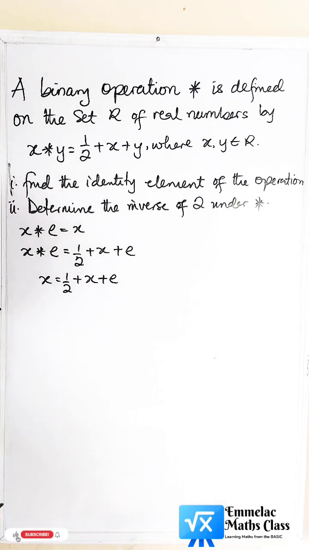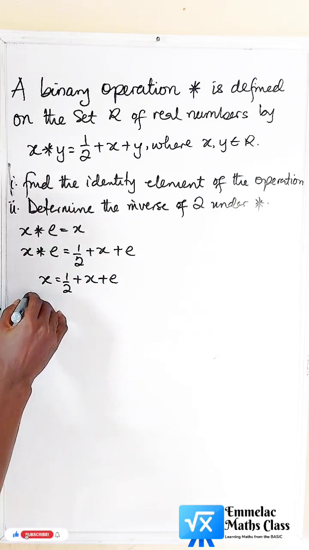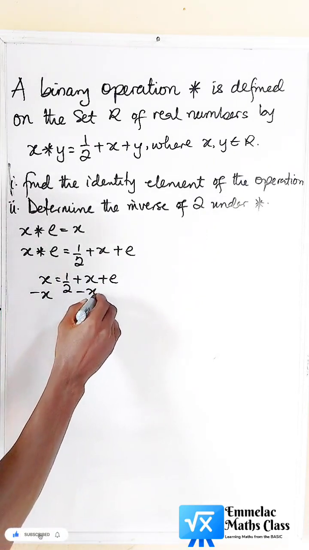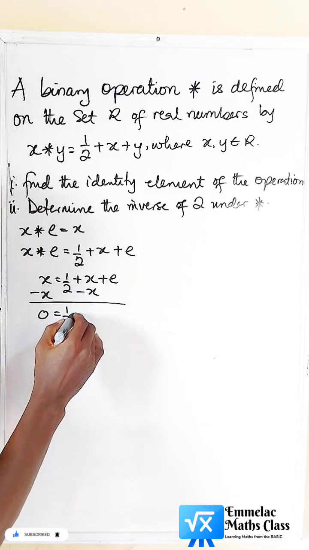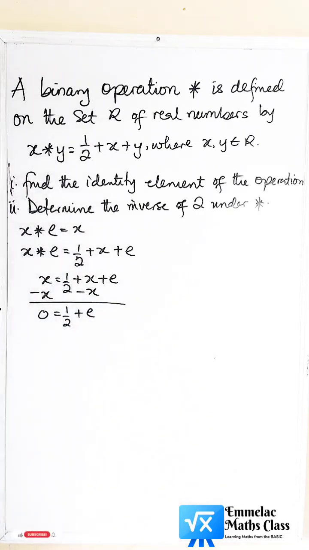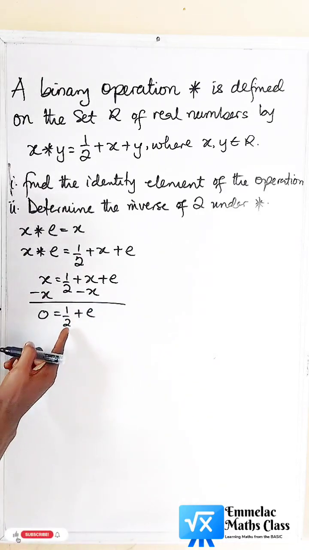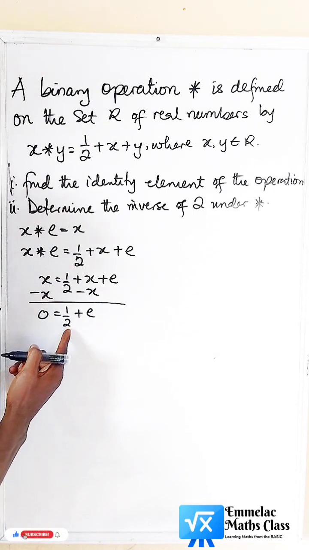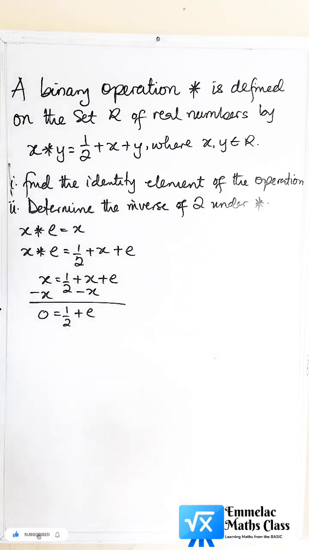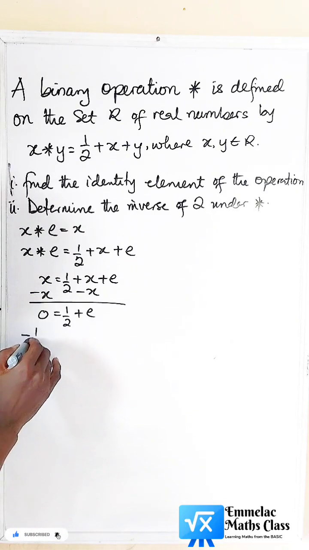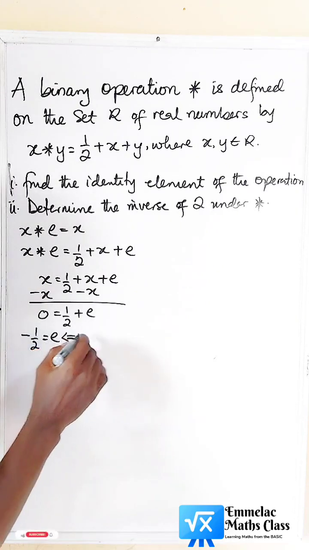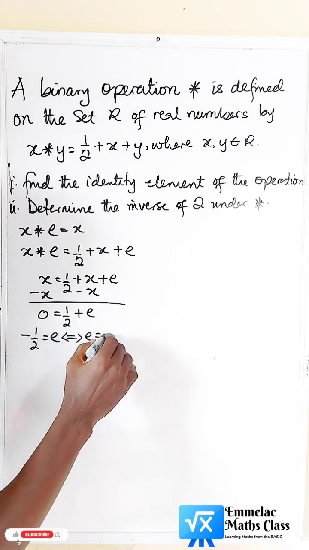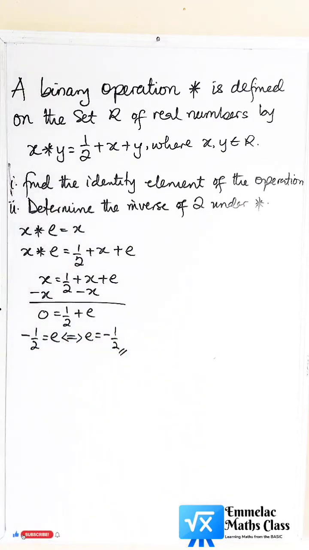Now let us collect like terms. Subtract x from both sides, and we end up having 0 equals 1 all over 2 plus the identity element. Now let us take 1 over 2 to the left hand side, and that will become a negative. So you have negative 1 all over 2 equals the identity element, and we can rearrange it to be that e equals negative 1 all over 2. All right, now that is the value of the identity element.